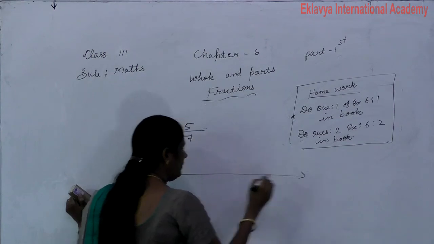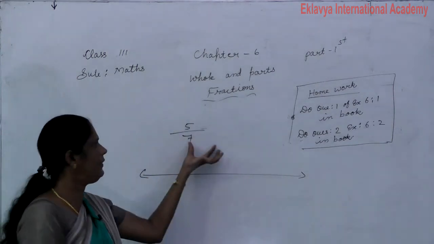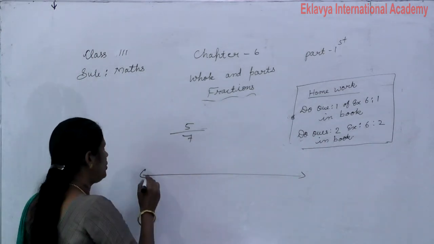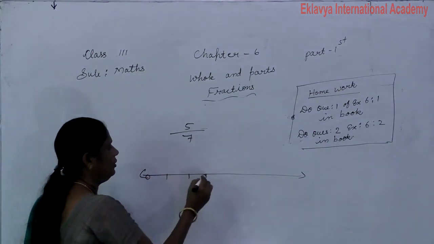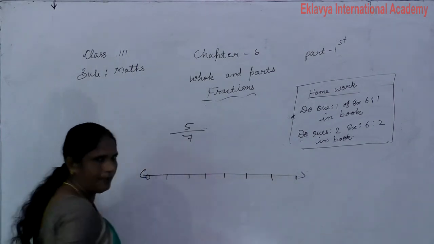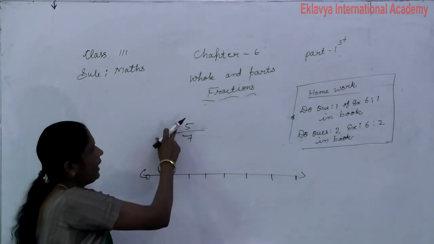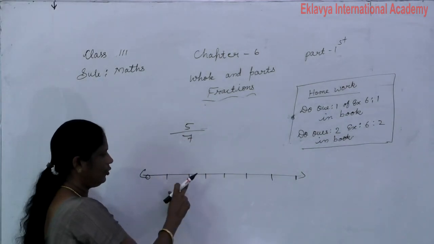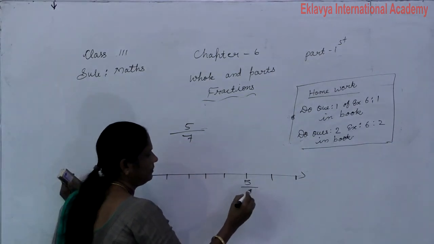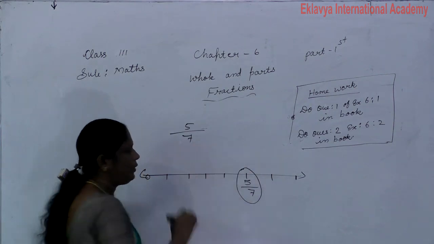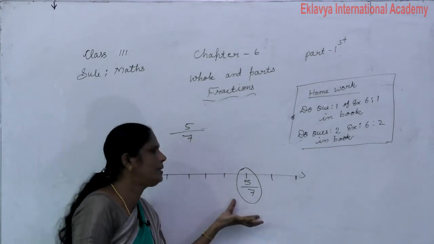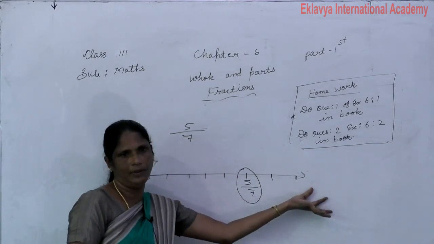This is a number line. How many parts did we divide it into? 7 parts. Here 0, 1, 2, 3, 4, 5, 6, 7. Then our fraction is 5/7. 1, 2, 3, 4, 5. Here we come. Then you color this. This is our fraction represented on the number line. Understand?